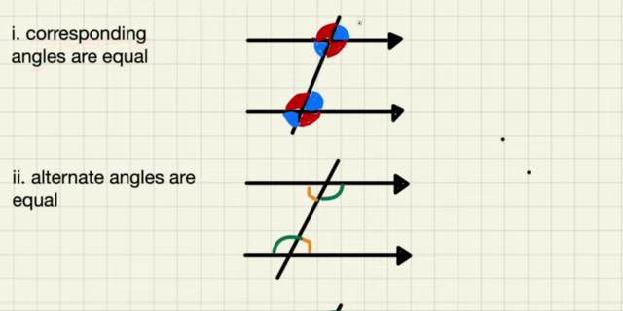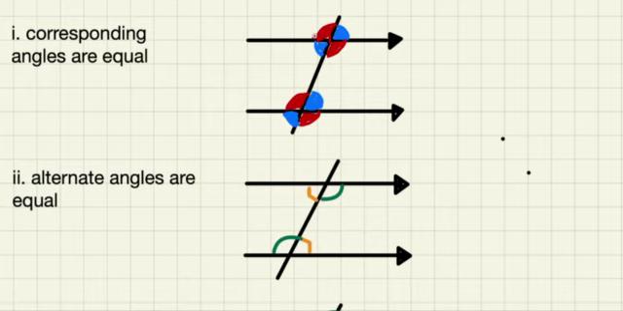So what are corresponding angles? Well, let's look at this angle here. The corresponding one is here. So these two angles are equal. There's another pair of corresponding angles here and here. So in fact, this angle, that angle, this angle, that angle, they're all the same value.